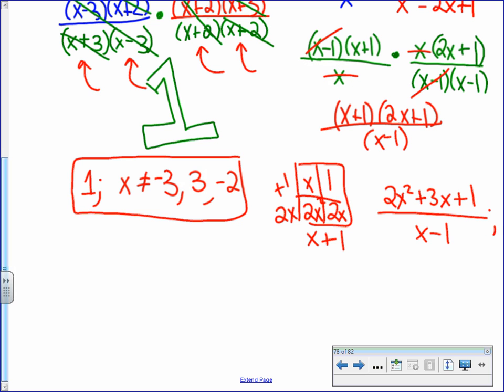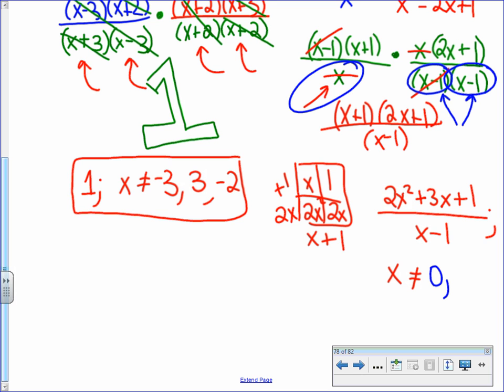There's my answer, but x cannot be, let's look at each factor. Here, I've got an x, which means that x cannot be 0. Here, if x was 1, and here, if x was 1, the denominator would be 0. So those are my excluded values in my solution. And that's how we multiply and divide.